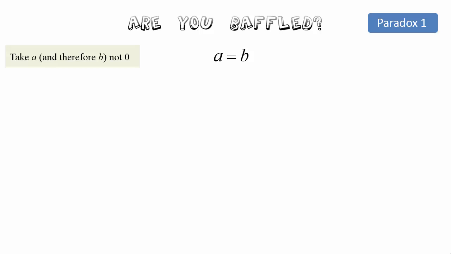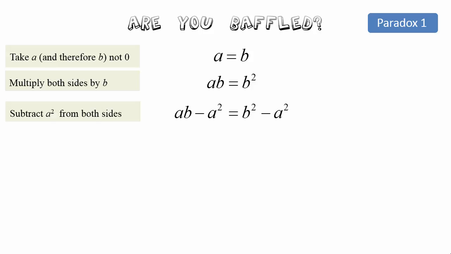Let's start by calling a any number that is not equal to 0. And let's call b a as well. In other words, let a equal b, where both are not equal to 0. We can multiply both sides of the equation by b because b is not equal to 0. So we have ab equals b squared.